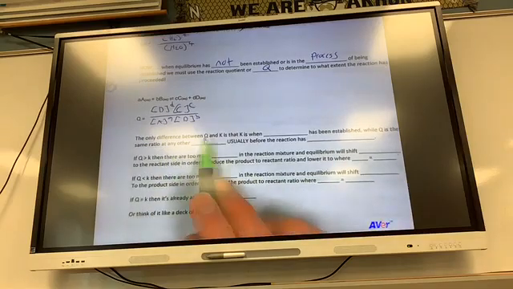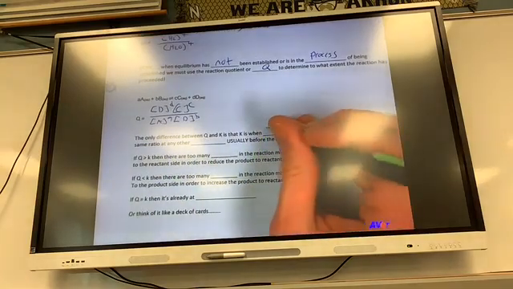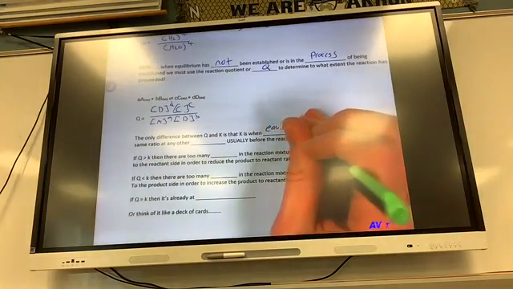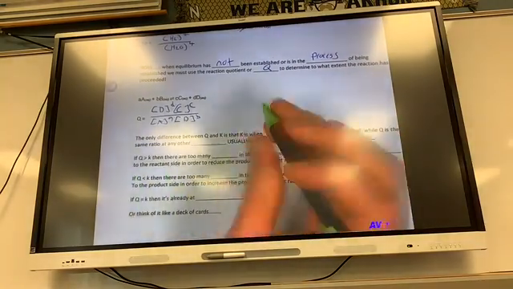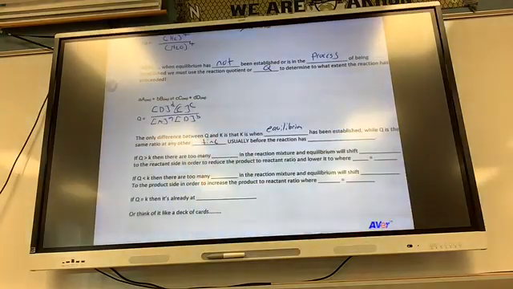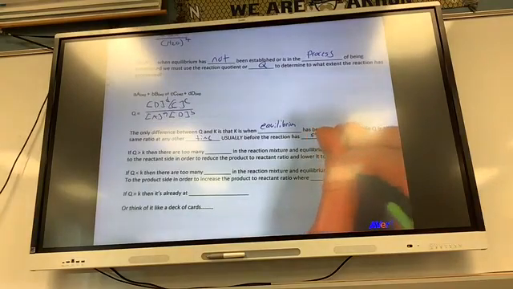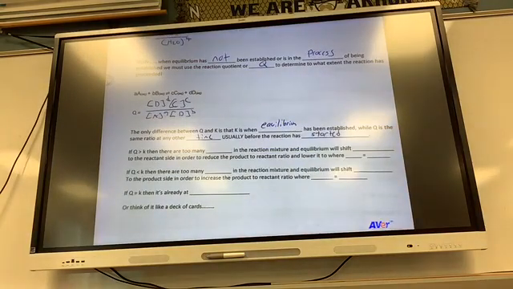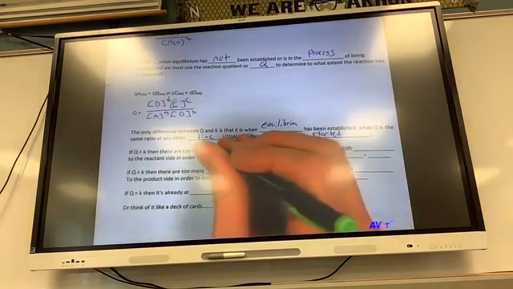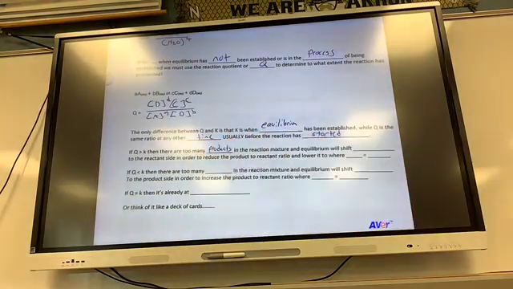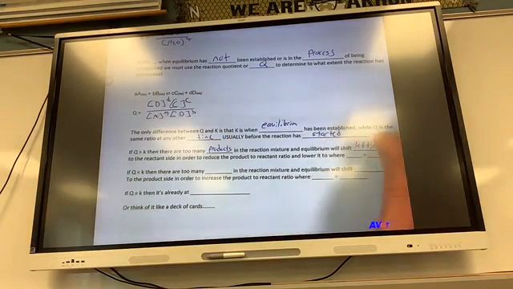The only difference between Q and K is that K is when equilibrium has been established, while Q is the same ratio at any other time, usually before the reaction has begun. We talked about that yesterday. I said usually you're doing Q at the beginning. So if Q is greater than K, that means there's too many products in the reaction mixture, and equilibrium is going to shift left, backwards.